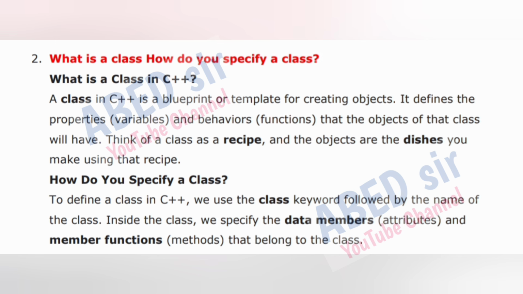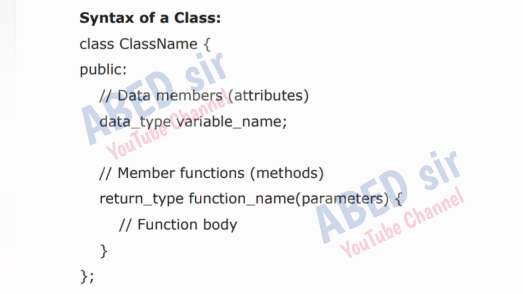How do you specify a class? To define a class in C++, we use the class keyword followed by the name of the class. Inside the class, we specify the data members, attributes, and member functions, methods, that belong to the class. Syntax of a class.